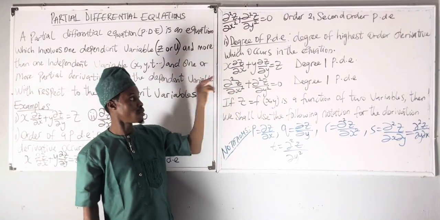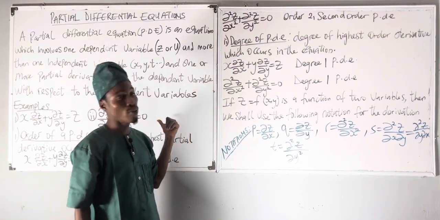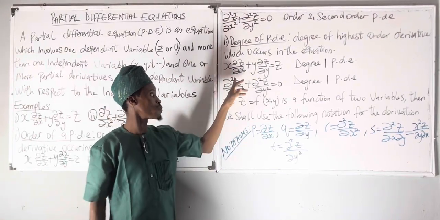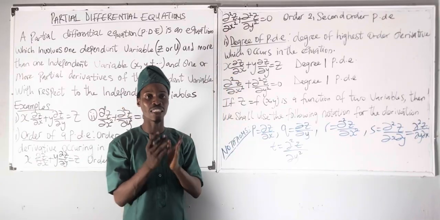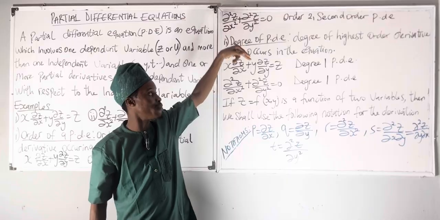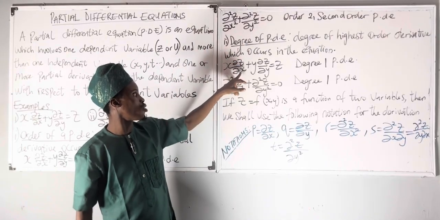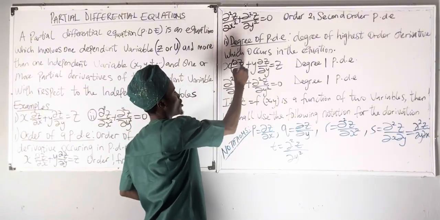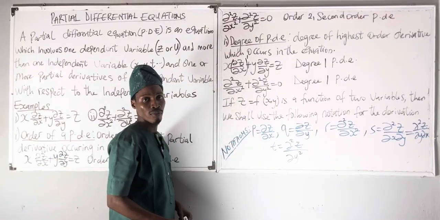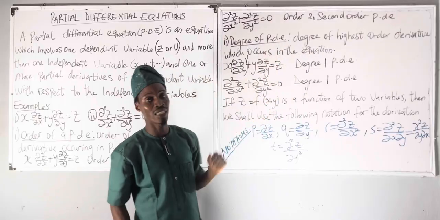You can see from here, we will consider the same example that we were given when we were defining partial differential equation. When we talk about the degree, the degree is the highest power of the highest order derivative in the equation. You can see from here there is ∂z/∂x. If I put this one in bracket, the power here is 1. So it means the degree is 1. Partial differential equation.